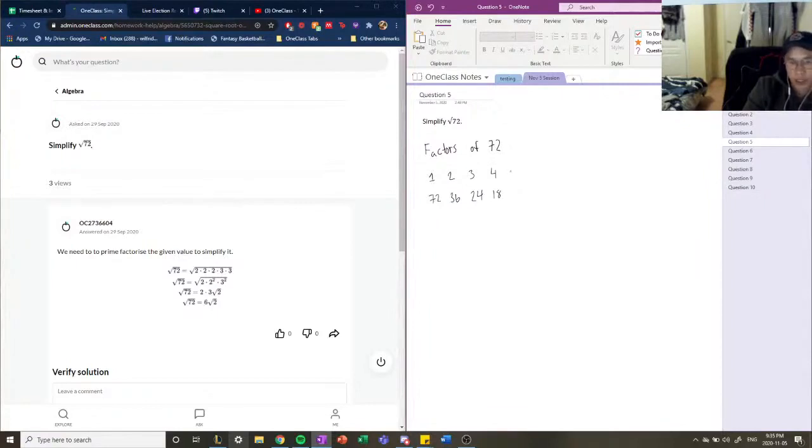5 doesn't have a factor. You guys can try dividing that. 6 times 12 equals 72. And finally 8. 8 has a factor, and its opposite factor is 9.